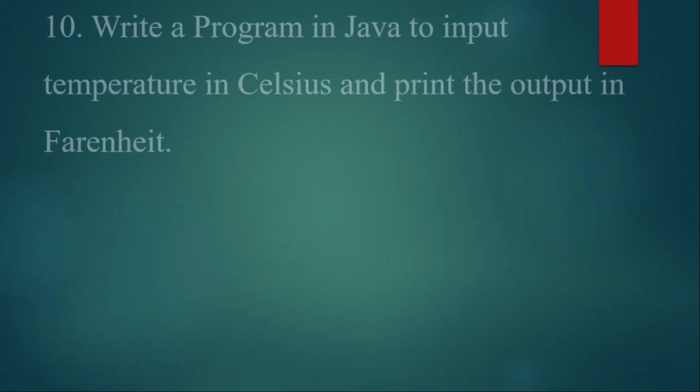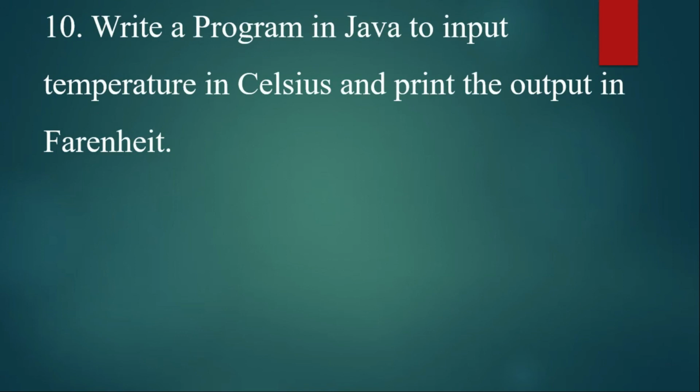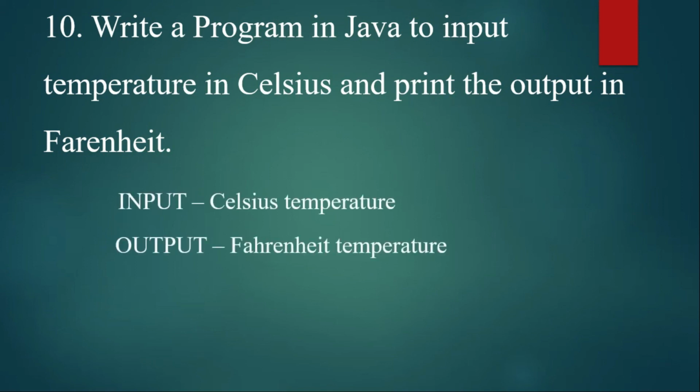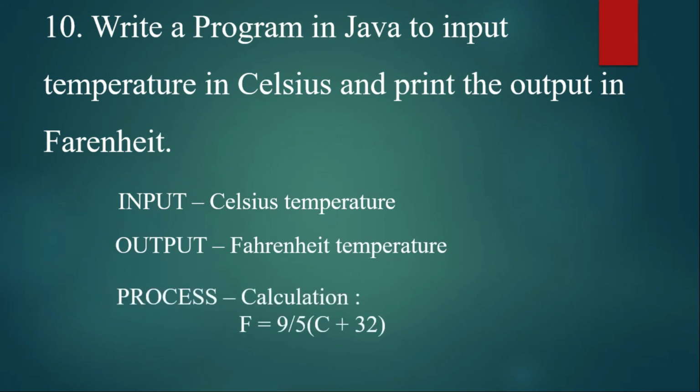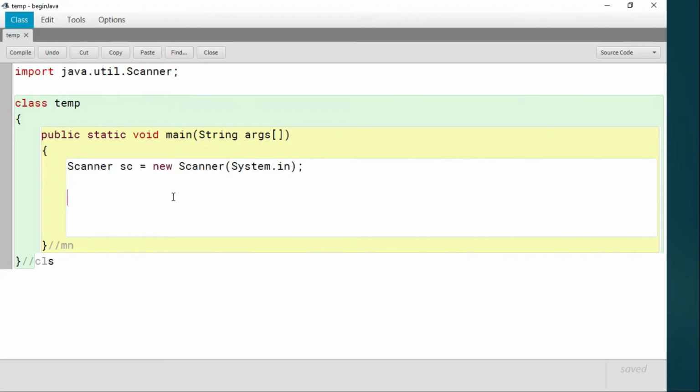Let's see the next program. Write a program in Java to input temperature in Celsius and print the output in Fahrenheit. So the input will be the Celsius temperature. The output will be the Fahrenheit temperature. And the calculation formula given is F equals 9 by 5 into C plus 32. So for the program, we have created the class Temp. We are using the Scanner class.